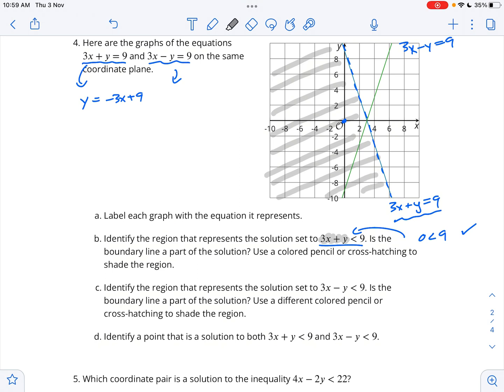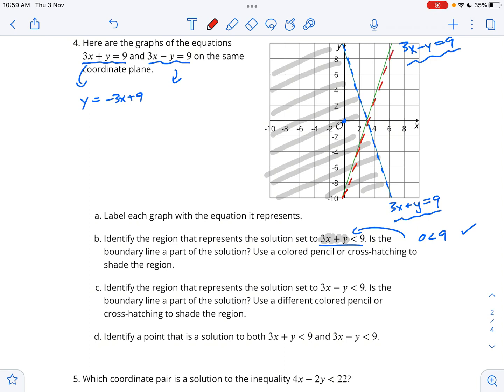Part C. Identify the region that represents 3x minus y is less than 9. Is the boundary line part of the solution? And also shade the region. So now I'm using this other line, but I'm doing 3x minus y is less than 9. Same thing. I don't want it to equal 9, so I'm not going to include the boundary line. So we'll go ahead and make this also a dashed line.